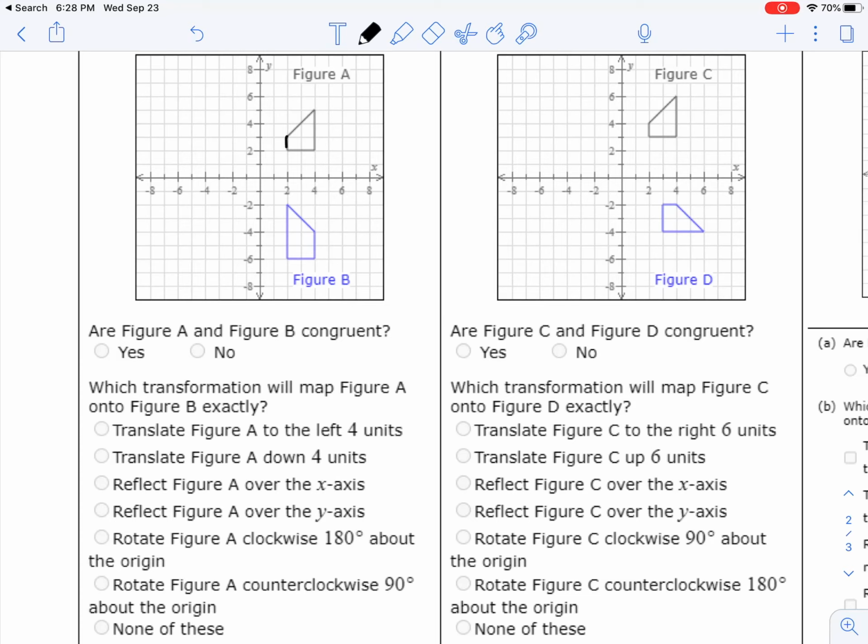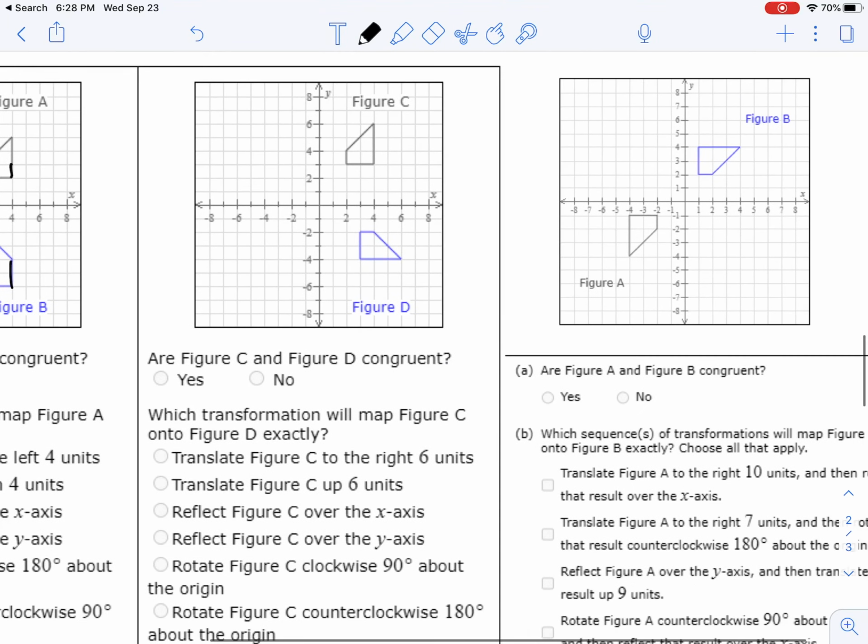Couple more here. Do these look the same? No. This one only has a bottom of 1. Looks like this one has a bottom of 2. So I would say no.